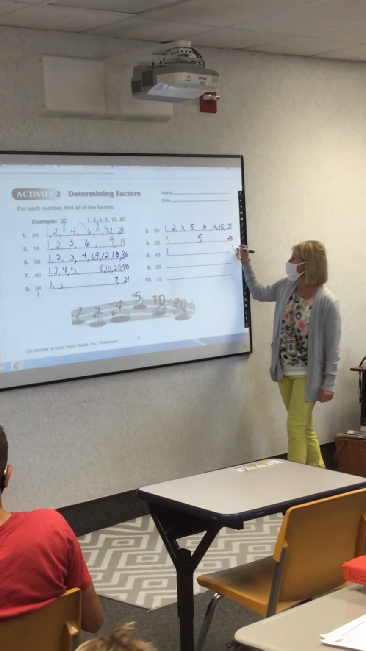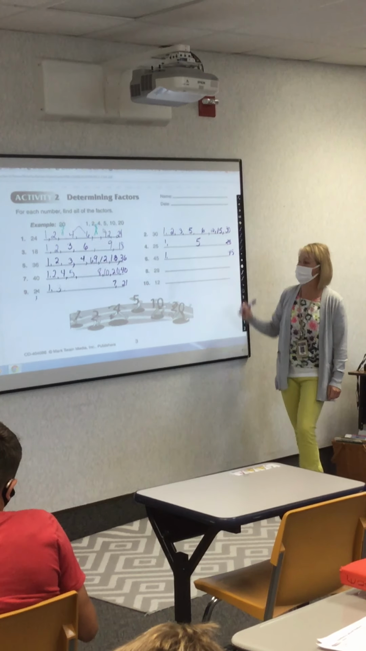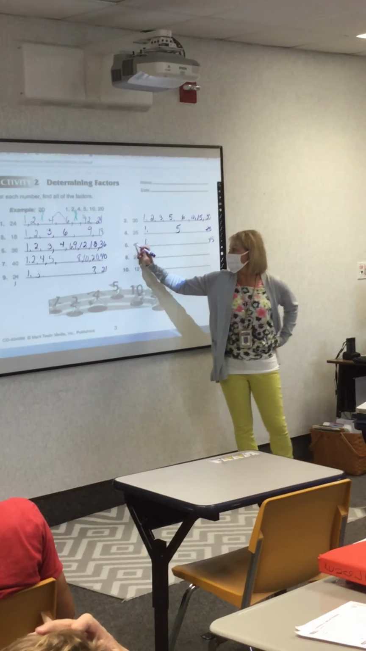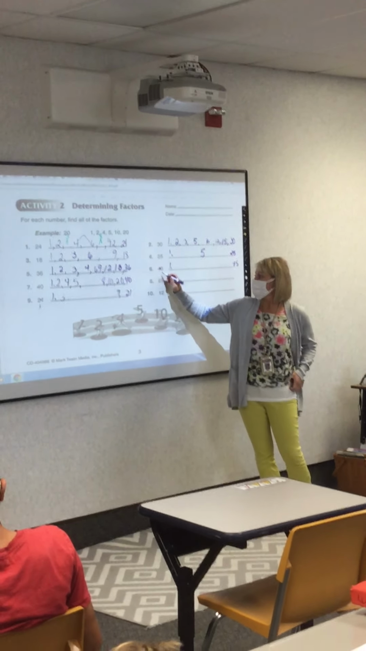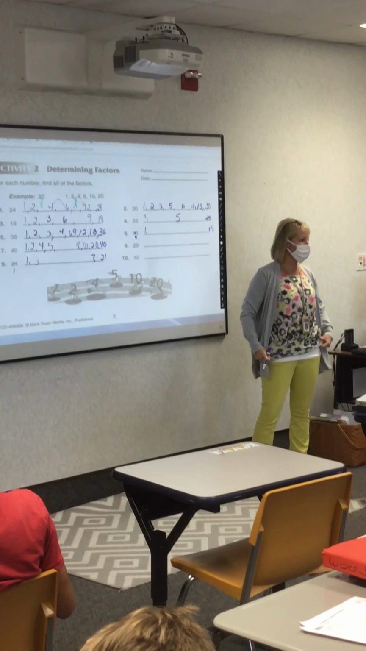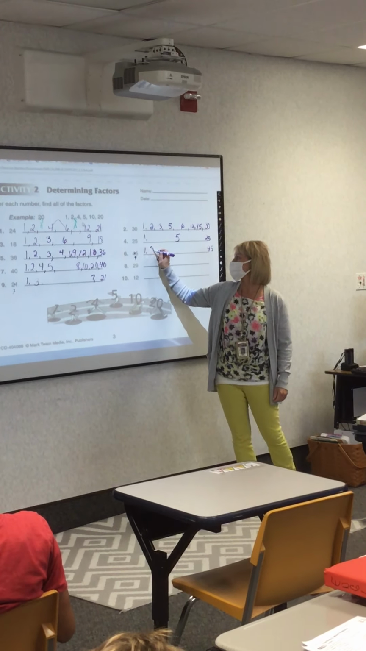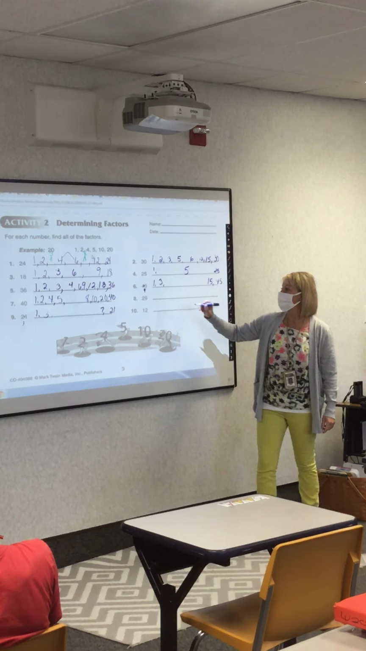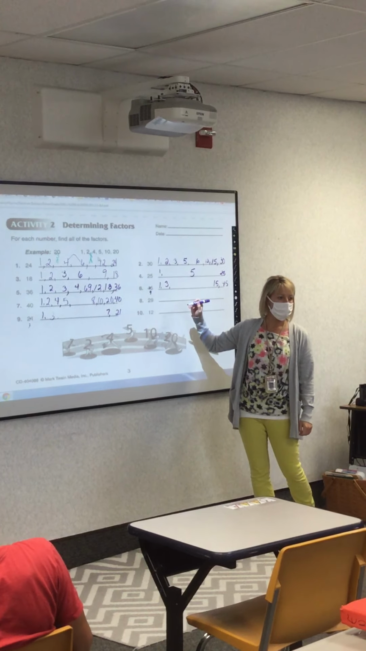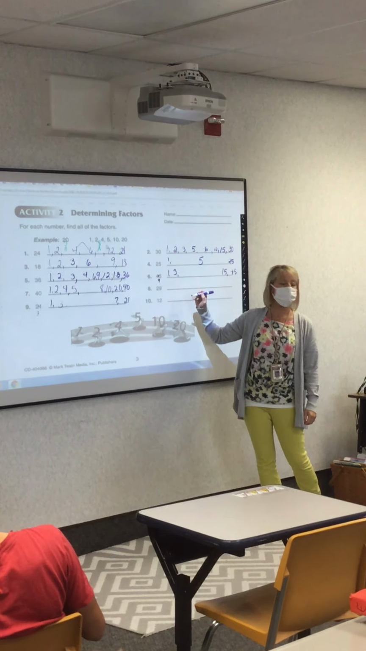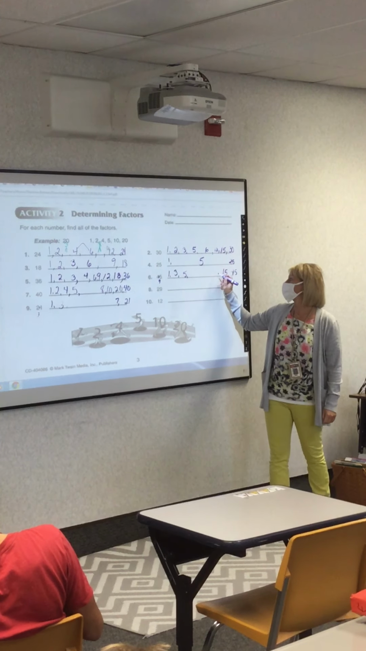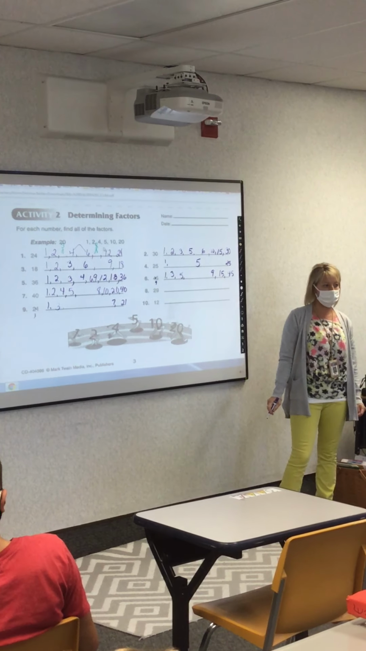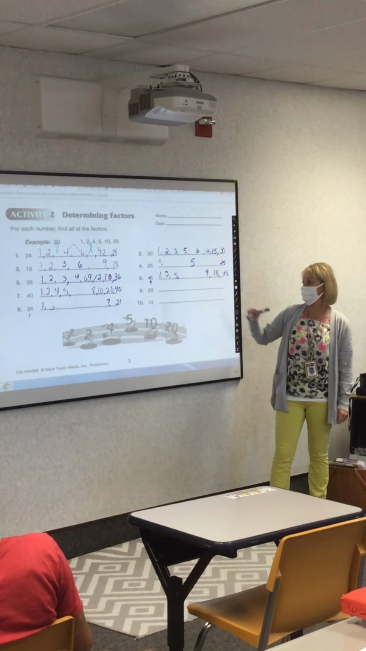1 and 45. Does 2 work? No, it's not an even number. 3? Well, let's add the digits. 4 plus 5 is 9. Can 9 be divided by 3? So 3 and what? 15. 4? No. 5? Yep. And what? 9. 6? 7? 8? And I can be done because my next one would be 9.